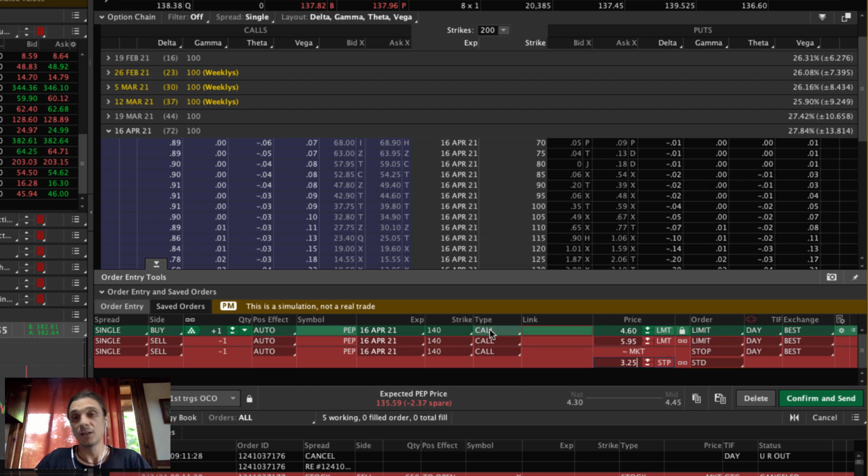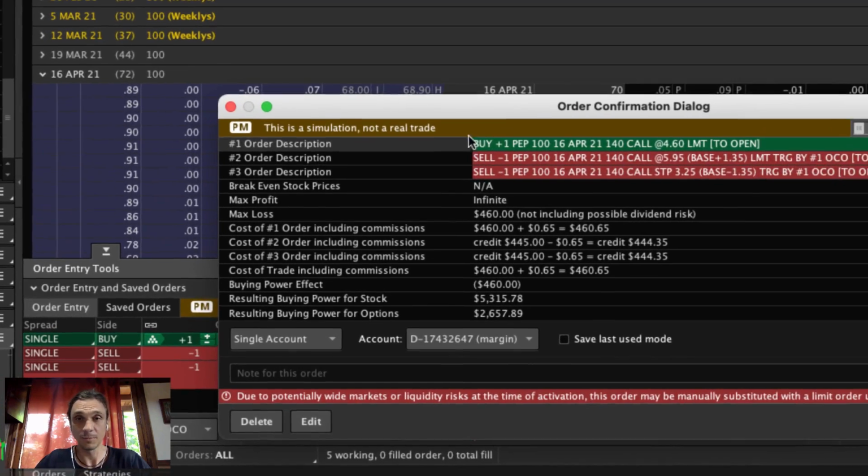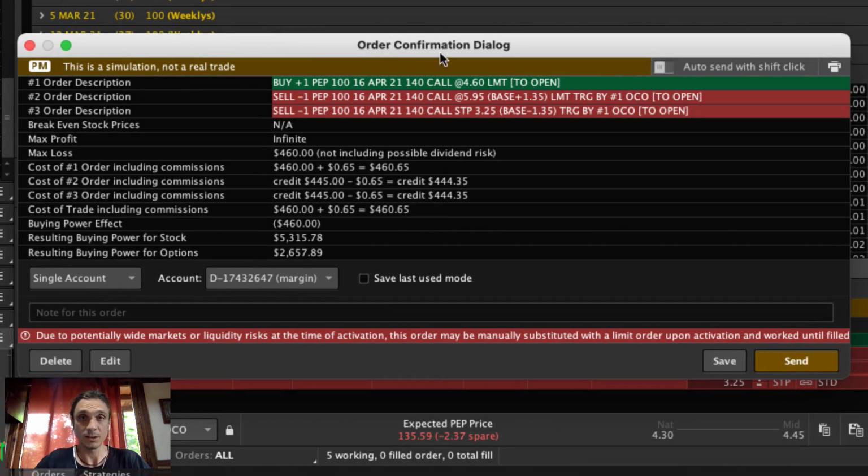So now if I send this order in, what's going to happen? If I confirm this order, I see something like this. That's the confirmation dialog box. I have 3 orders going in. First one, I'm buying an at-the-money call contract at strike price 140 for $460. Remember, you have to multiply this by 100.